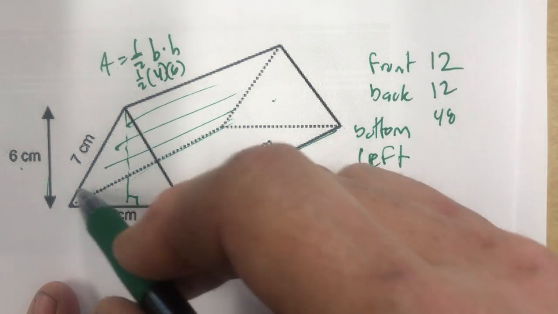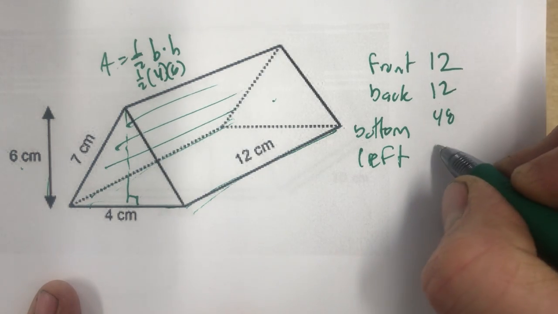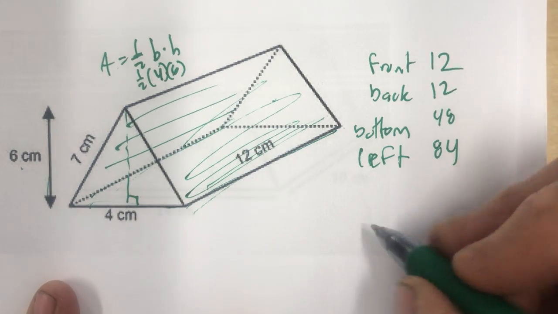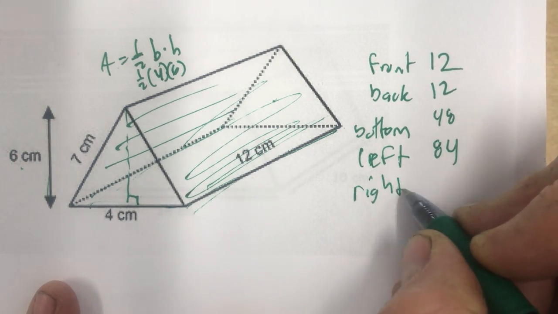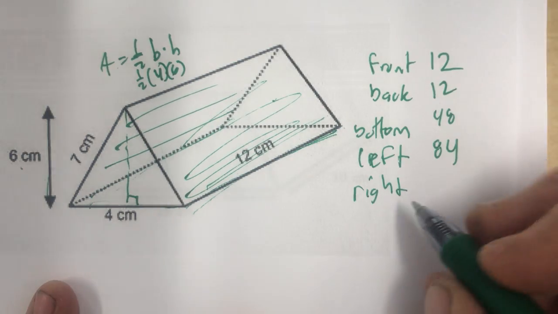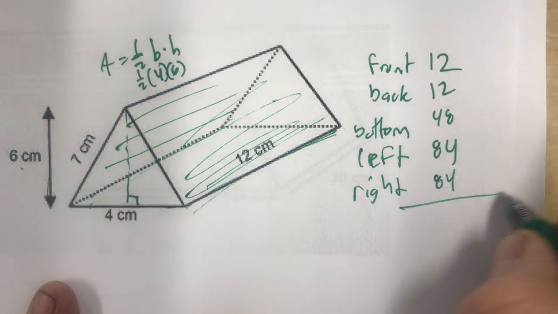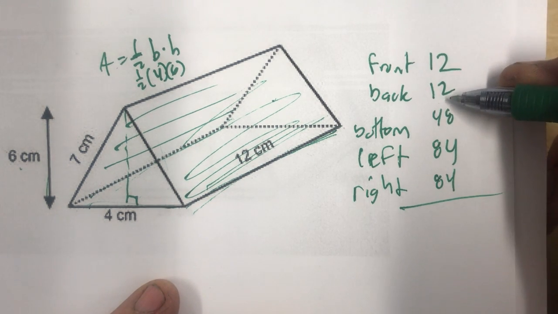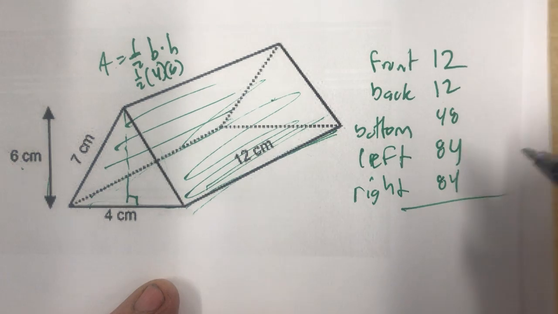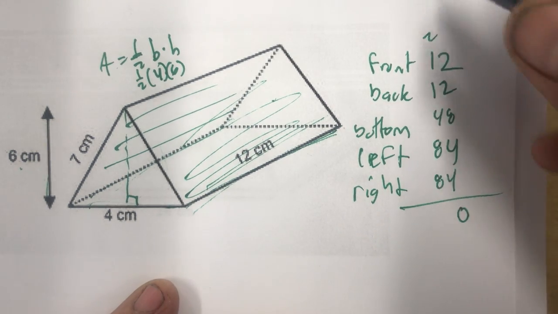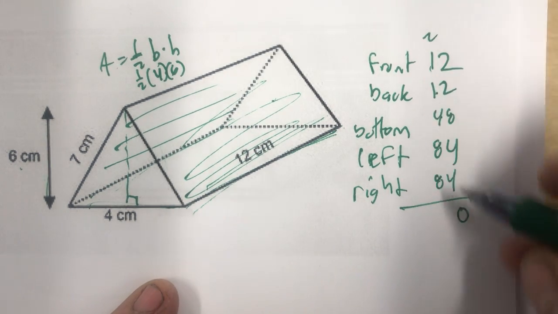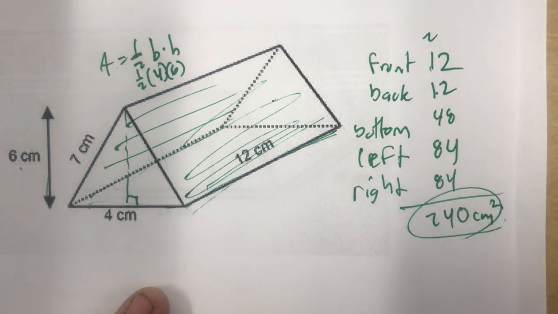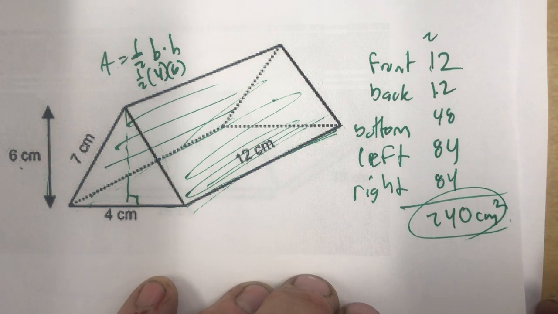It's 12 long, but it's 7 tall, so 12 times 7 is 84. And we have this piece on the right. It's 12 long, and it's also going to be 7 tall, so that's 84. So there's all my surfaces. I add them up: 240 square centimeters. There's my area, my total surface area.